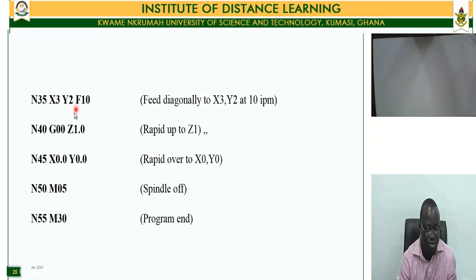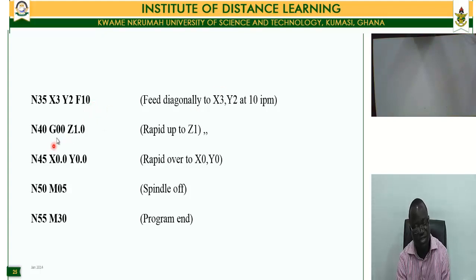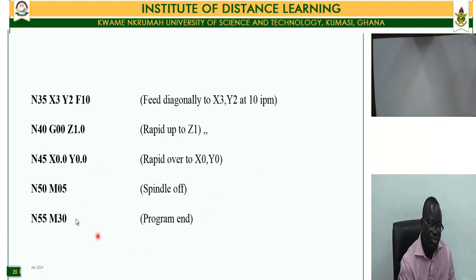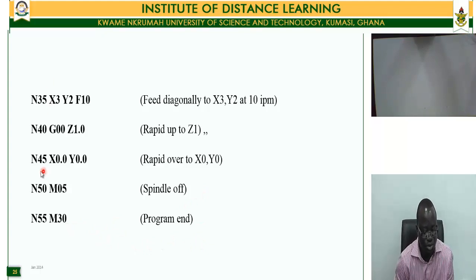Then we can do a rapid movement to a position, and then another rapid movement to X0, Y0, and you have a spindle off and then a program end. We will get to the other definitions, but we want to just look at the G01. It means that on this command line we still have G01 active, but the feed is 10, and that is 10 inches per minute.